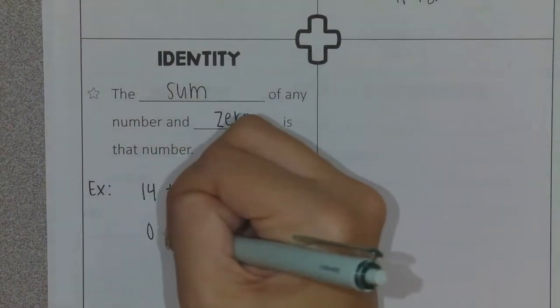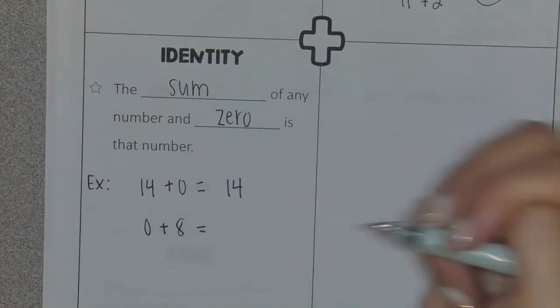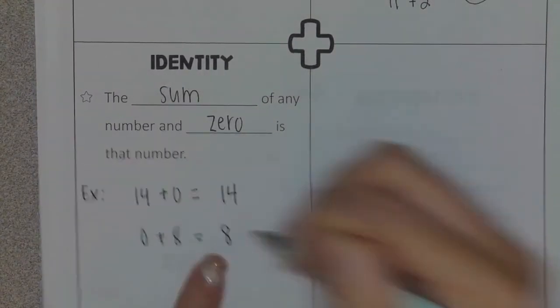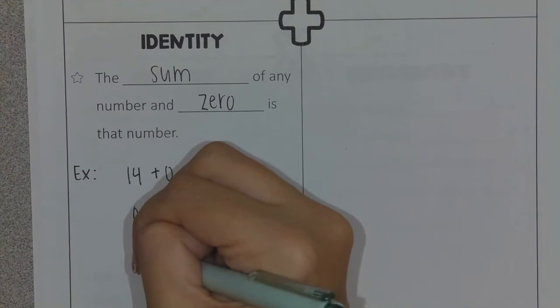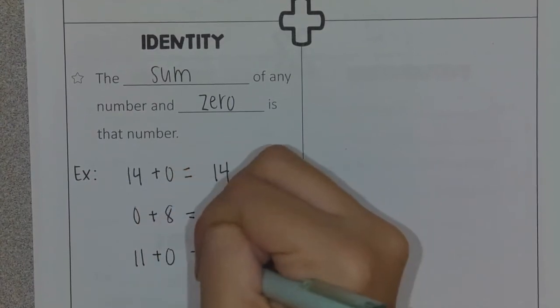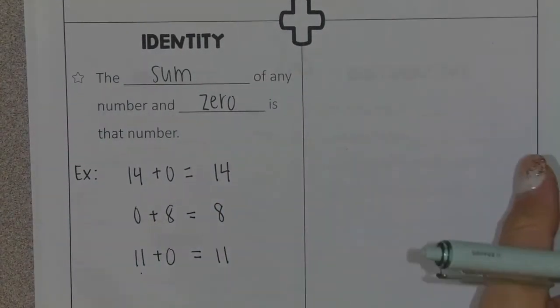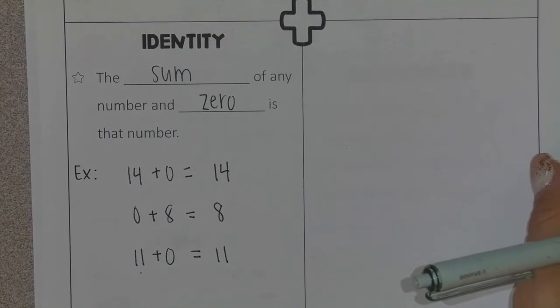So I could do 0 plus 8. There's 0. There's any number. The sum is going to be that number, 8. I could do 11 plus 0. Again, I have a number plus 0, and my answer is just that number. So there's our identity property of addition.